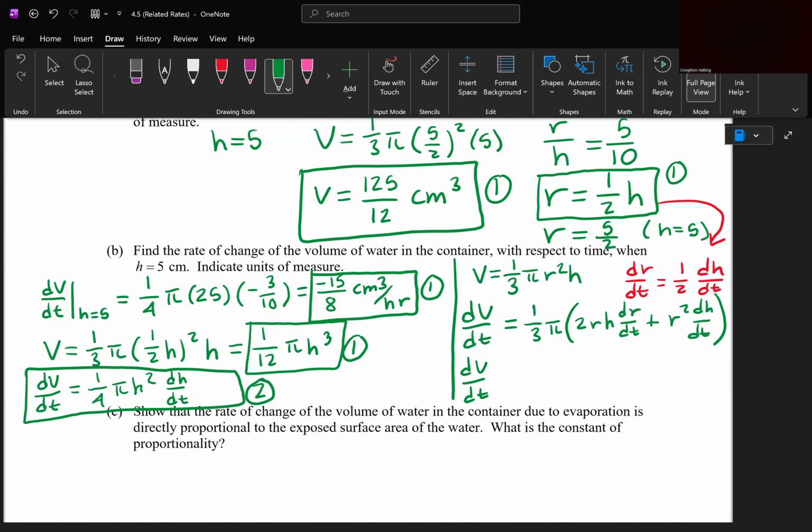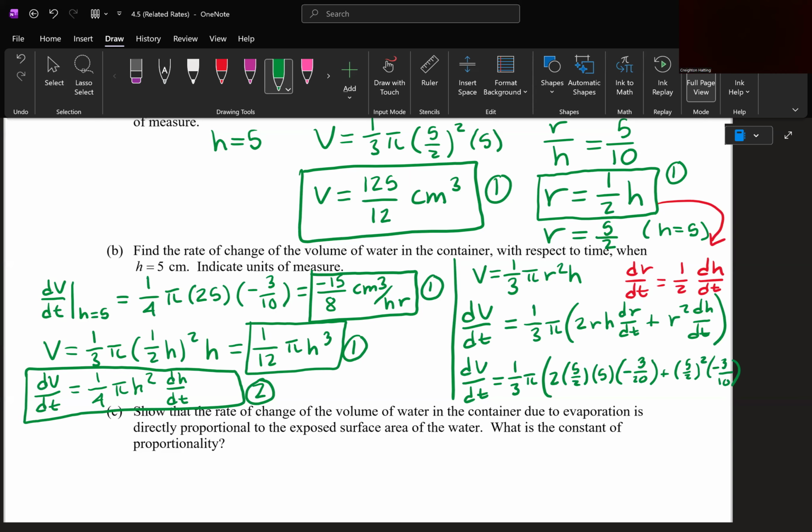dV/dt equals 1/3 pi, 2r is 5/2, h is 5, dr/dt is 1/2 dh/dt. Now, remember, dh/dt is negative 3/10. So I'm going to just put in negative, let's see, why is it not erasing? There we go. I'm going to put in negative 3/20ths, just to simplify that a little bit. Make sure that makes sense. And then plus r squared is 5/2 squared, dh/dt is negative 3/10. Again, I'm really trying to stay on the paper, but it's not going to work out.